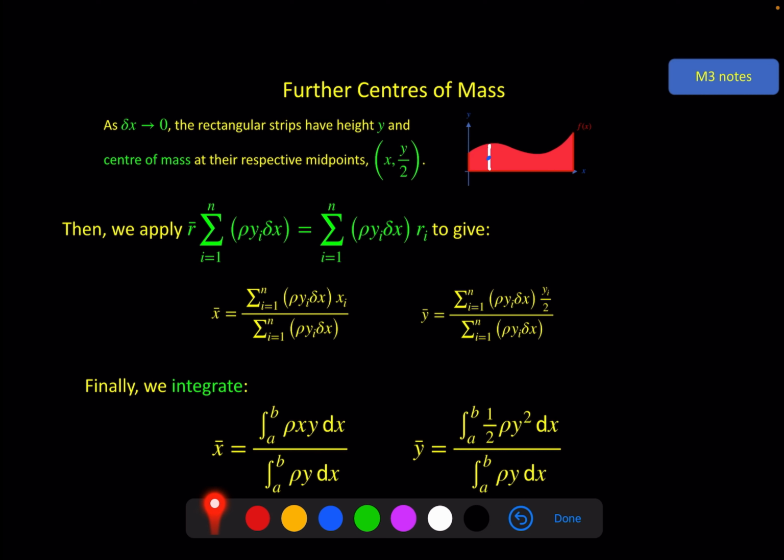A quick recap then, we started off with our uniform lamina, we split it into strips. Each strip had a center of mass at its geometric center, and as the width tended to 0, the center became effectively a midpoint of a line, with coordinates x, y over 2. Then we applied what we did in the starter question, the formula slightly altered so that the mass was written in terms of area and mass per unit area, substituted these two in for the x and the y respectively, then integrated.